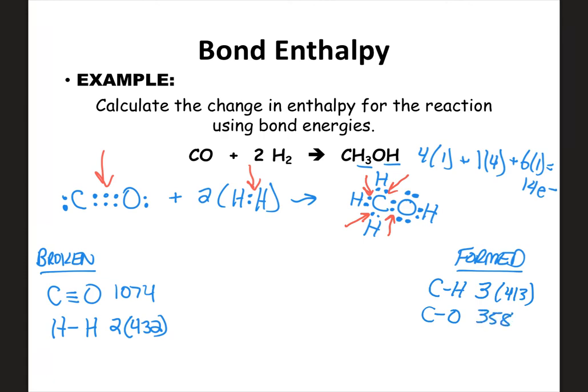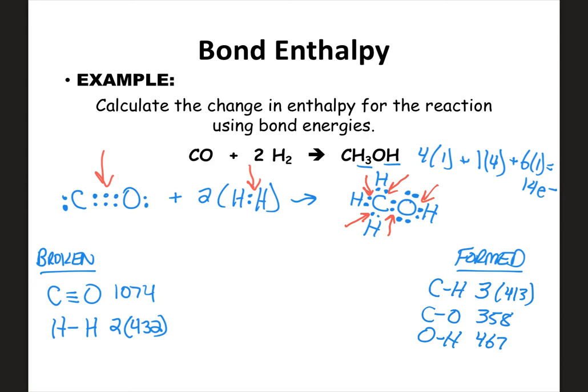And then, are there any other bonds that you're forming? Well, yeah, there's an OH single bond right there. So I have an OH single bond forming. When I look up that value, it's going to be 467. There's just one of them. So just double check, make sure you got all the bonds, all the shared pairs there that did form. And now you're ready to do all of your totaling up here.